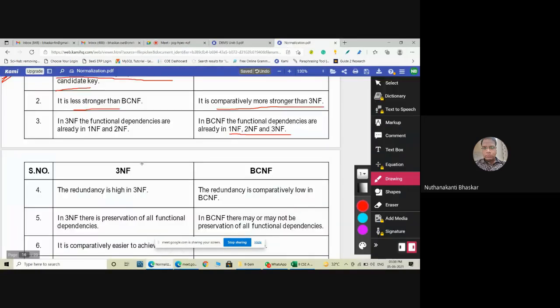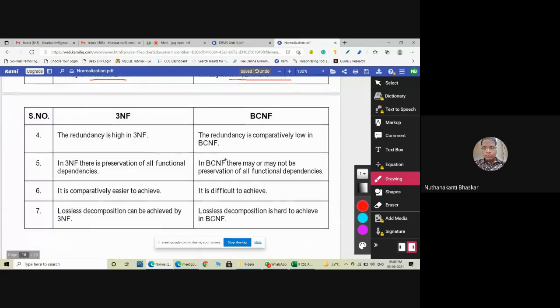If the relation is in third normal form, it must be in first normal form and second normal form. If the relation is in BCNF, it must be in first, second, and third normal form. Yes or no? Now coming to redundancy. In third normal form, comparatively, the redundancy is high. In BCNF, compared to third normal form, the redundancy is low, 100%, because it is going to avoid more redundancy compared to third normal form.